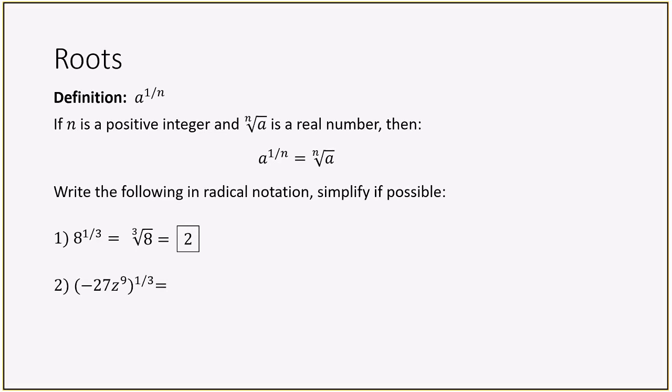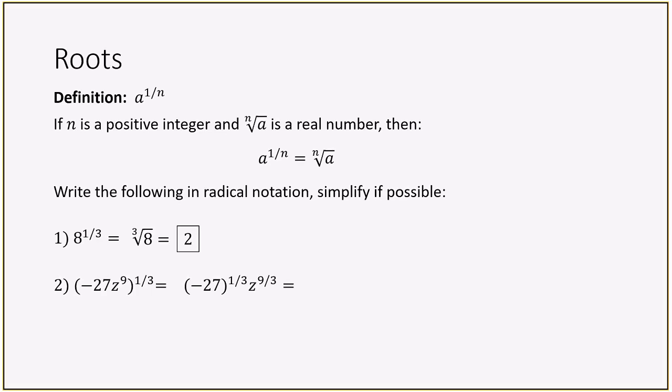Now for this next problem, we have a couple more things going on. So we're actually going to, instead of immediately translating to a root, because then it'll be kind of hard to keep track of things, we're going to take that 1/3 power, we're going to leave it as a fraction, and we're going to distribute it to each of the powers inside that parentheses. So negative 27 will become negative 27 to the 1/3. Now be careful, don't multiply it by 1/3. You multiply the power by 1/3.